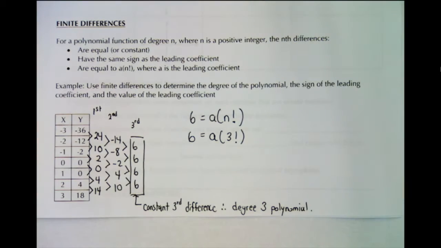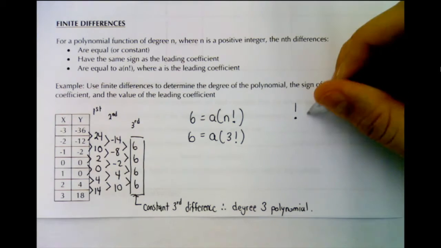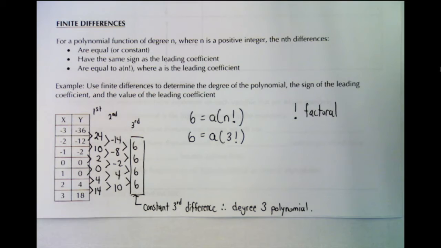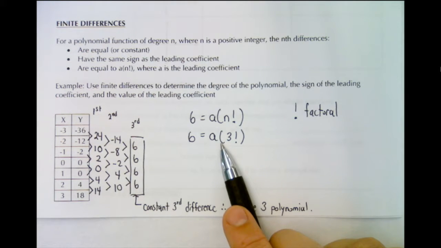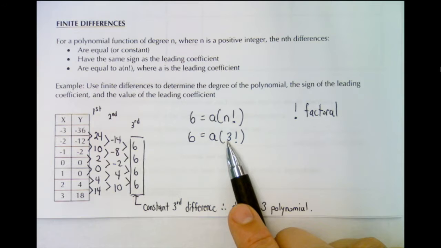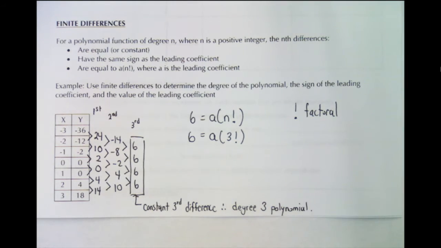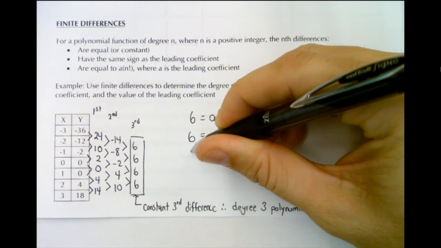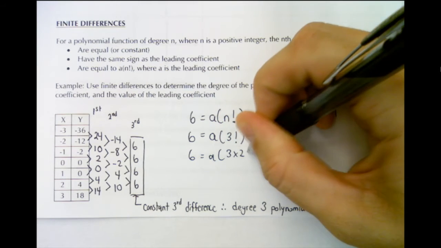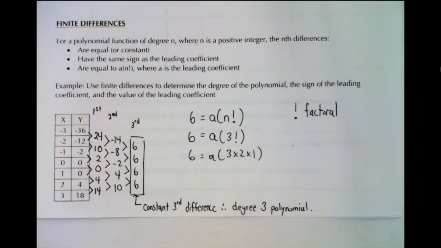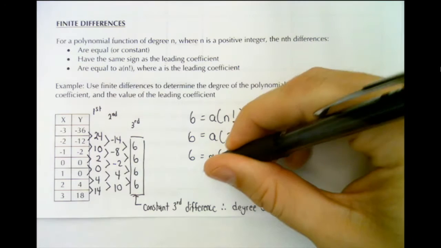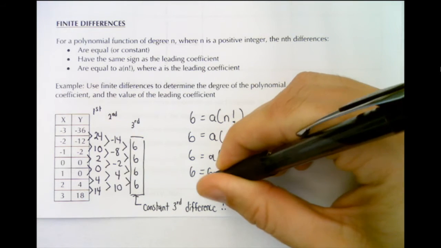And that exclamation mark is factorial. It means that you take the number and multiply it by each whole number less than it down to the number 1. So what would that look like for 3 factorial? Well, it would be 3 times 2 times 1. We don't multiply by 0 because that would make everything 0. We don't use decimals, it's just the whole numbers. 3 times 2 times 1 is 6. So we have 6a equals 6, which means that a must equal 1.